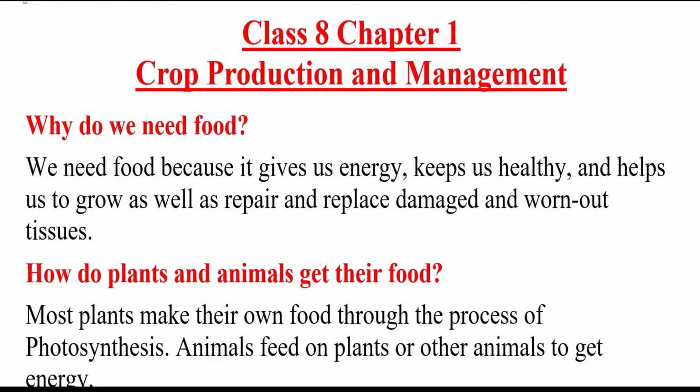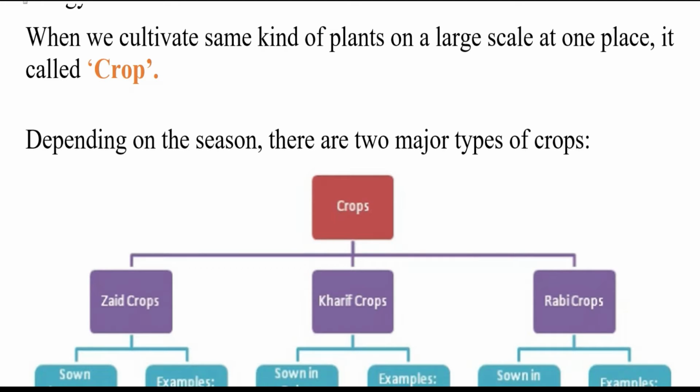How do plants and animals get their food? Most of the plants make their food through the process of photosynthesis. Animals feed on plants or other animals to get energy. So, when we cultivate the same kind of plant on a large scale at one place, it's called a crop.